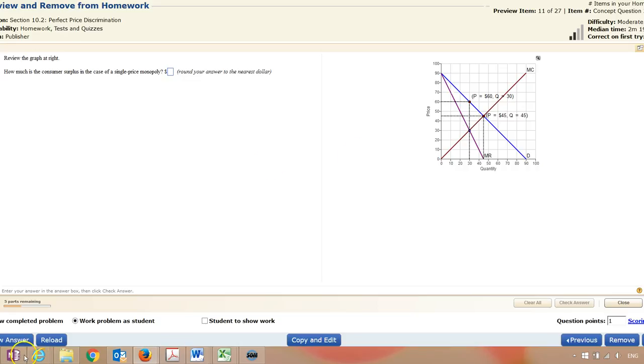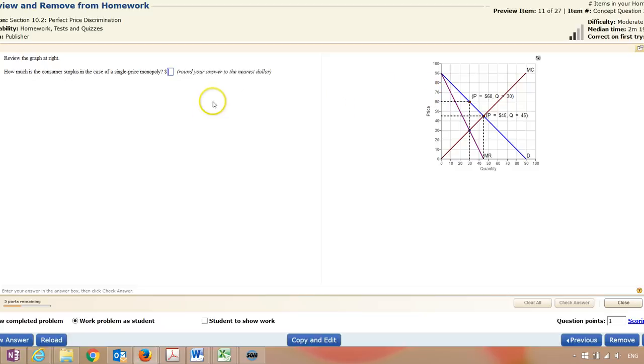So we can do this consumer surplus under monopoly. That's 1/2 times 30 times 30. So 30 times 30, that's 900, divided by 2, that's 450. And that's the answer, 450. That's the consumer surplus under the single price monopoly.